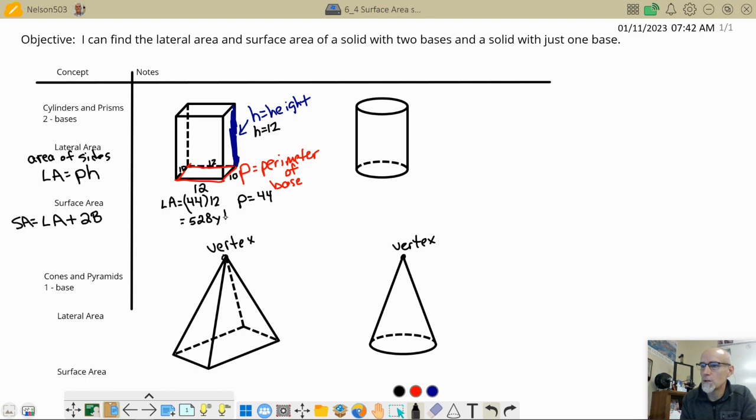I just looked over for the units in my problem, and these are all in yards, right? So our area is going to be in square yards. All right. That's how we find the lateral area.